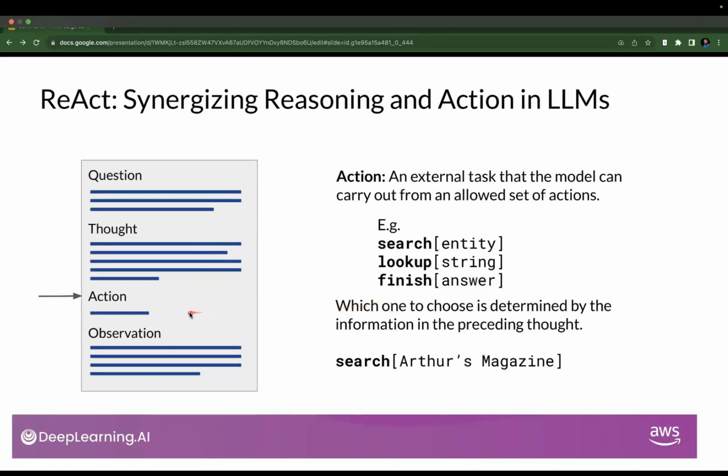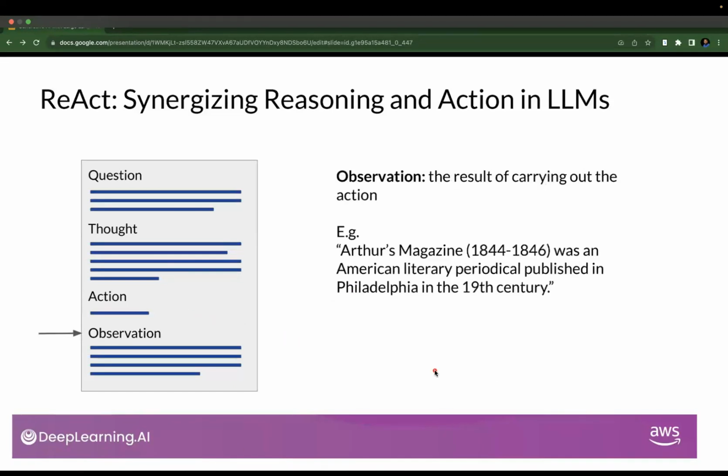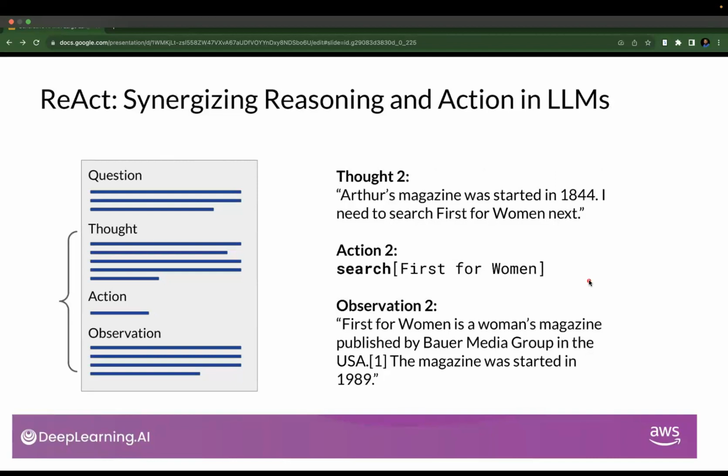So in this case, first we search for Arthur's Magazine. Let's say you found a Wikipedia page, then you search for the string. And let's say this is the paragraph you found on the Wikipedia page: Arthur's Magazine was an American literary periodical published, and so on. Now, next, you repeat the process, you run it in a loop, and you search for First for Women, and your observation is that First for Women is a women's magazine published by someone, and it was started in 1989.